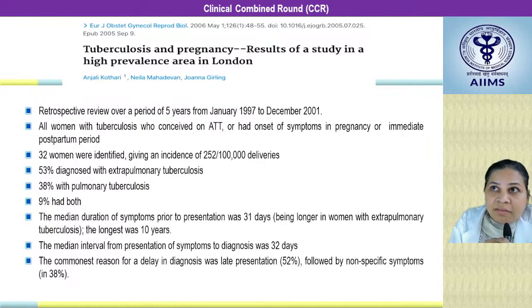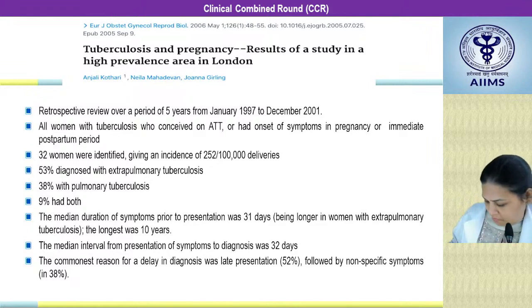There was a retrospective review done by Kothari et al. in 2006, and they found that the median duration of symptoms prior to presentation was 31 days, being longer in women with extrapulmonary tuberculosis. The longest was 10 years. The median interval from presentation of the symptoms to diagnosis was 32 days. And the commonest reason for the delay in diagnosis was late presentation, followed by non-specific symptoms.